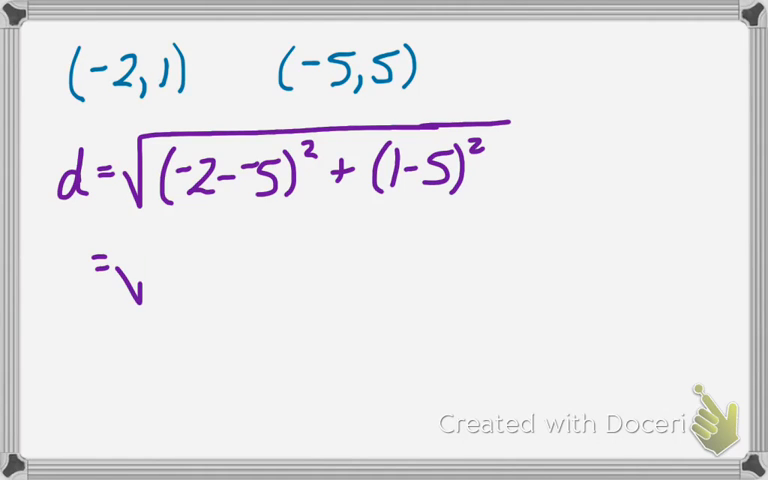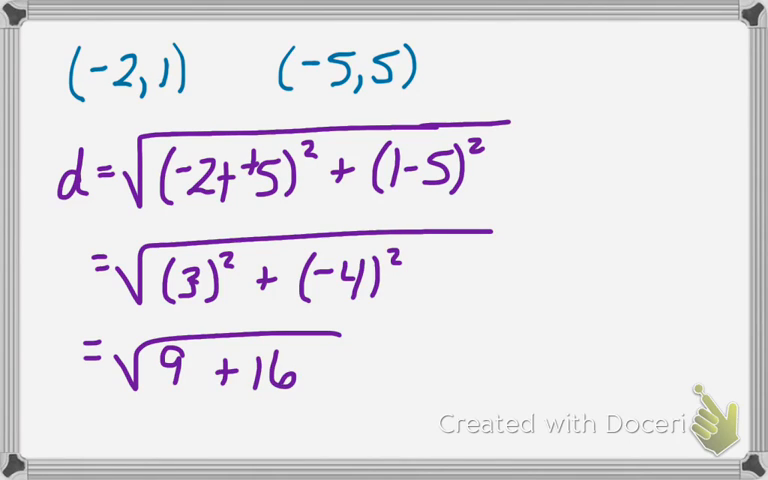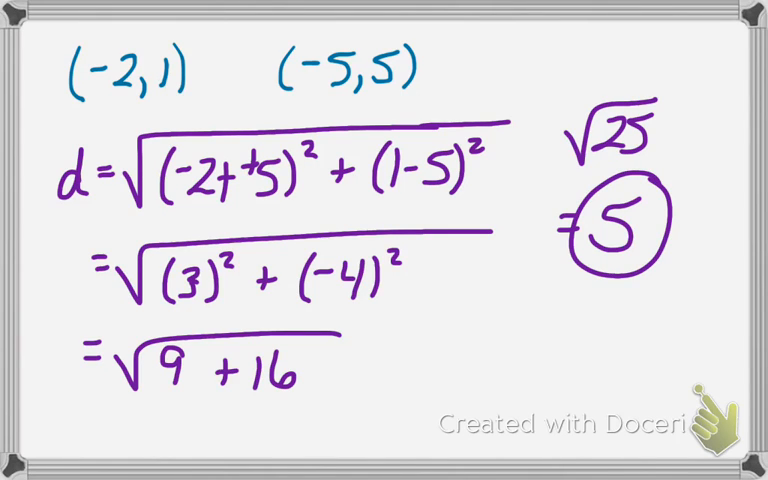Let's see, -2 minus a -5 ends up being 3. The y difference ends up being -4. So we get the square root of, whoops, got ahead of myself there, 9 plus 16, square root of 25, which would give me 5. So the distance between those two points is 5.